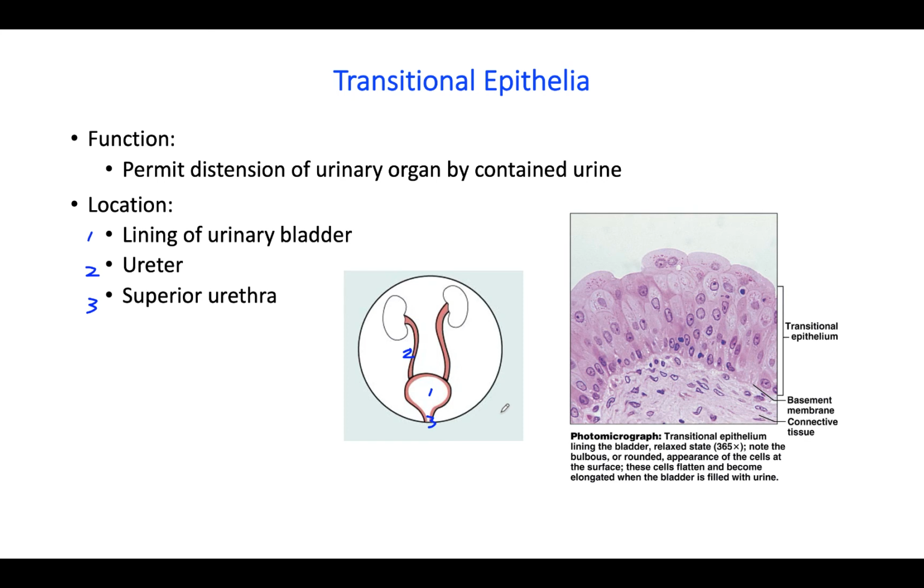What is the function of transitional epithelia? It permits distension of a urinary organ by contained urine. So once again, this microscopic view shows you can see dome-like cuboidal shape to squamous epithelium when the bladder is empty. Then these apical cells undergo transition from cuboidal to squamous as the bladder fills with urine. Therefore, transitional epithelia is found only in the urinary system.